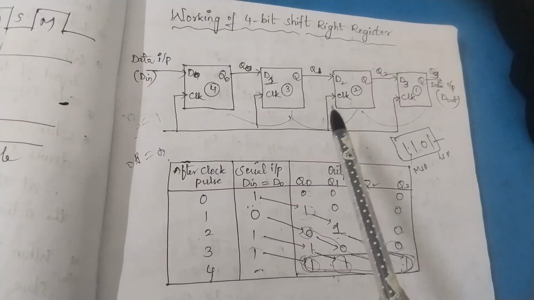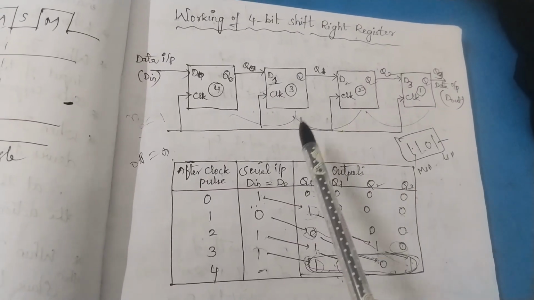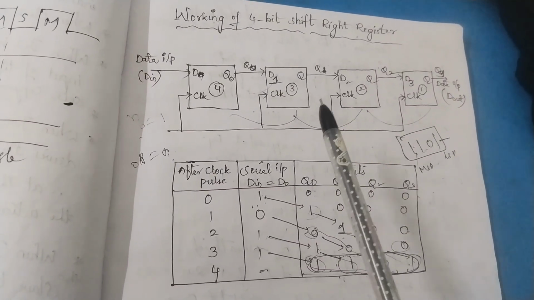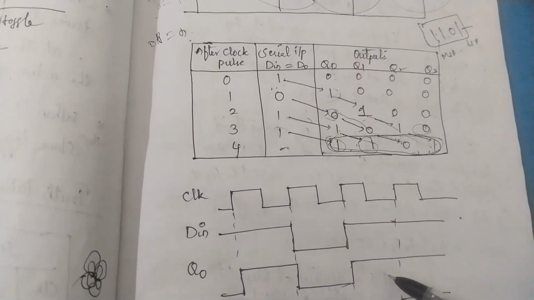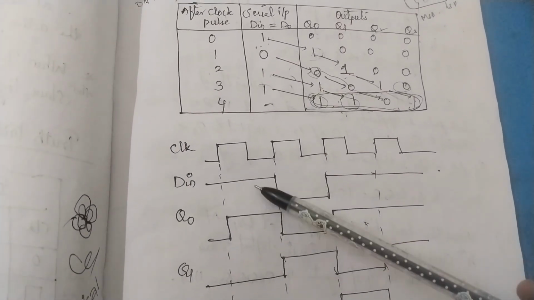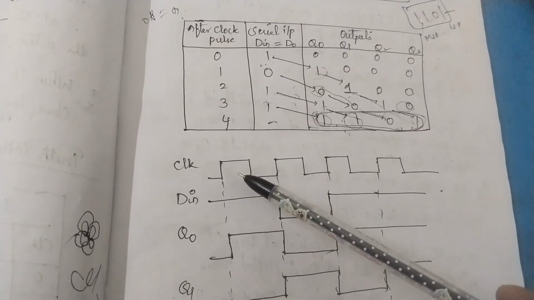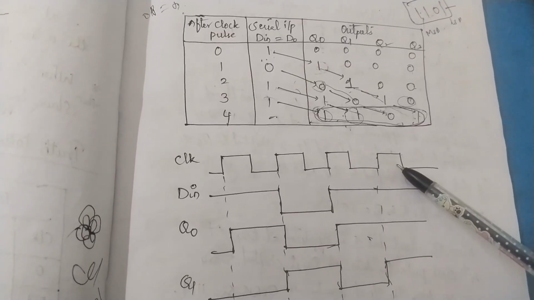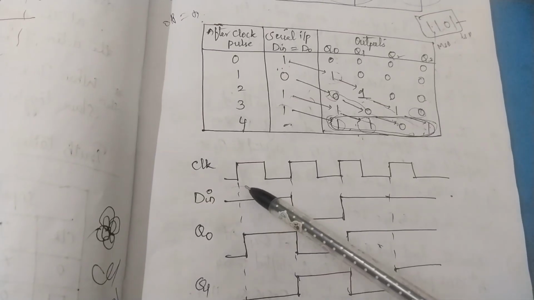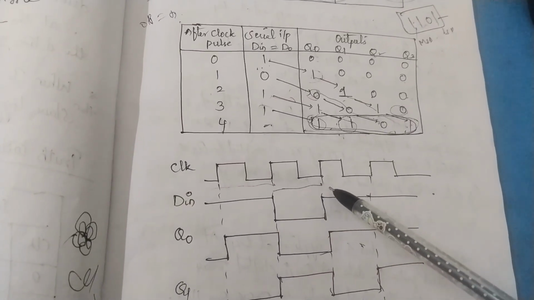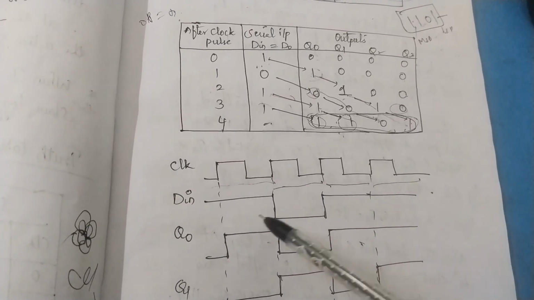So do remember, first we have to write down the definition. A register which shifts the data towards right side is known as shift right register. Then draw the diagram, draw the truth table, and finally draw the timing diagram. First draw the clock pulses. Totally 4 clock pulses. We have 1 clock pulse, 2, 3 and 4. So here it indicates from here to here is the first clock pulse, here to here second clock pulse, third clock pulse, and finally fourth clock pulse.